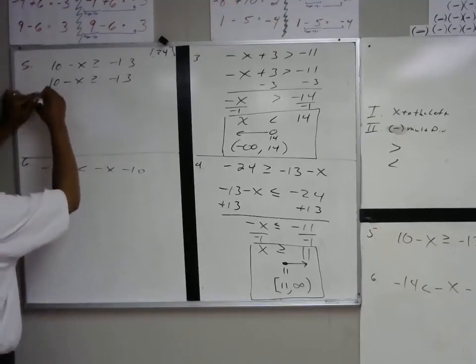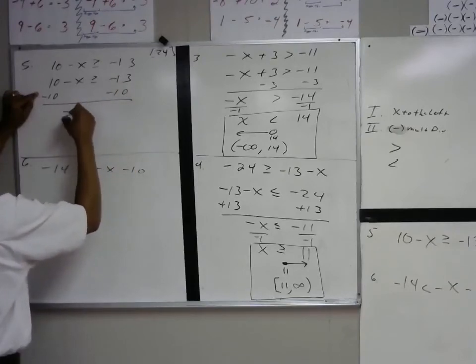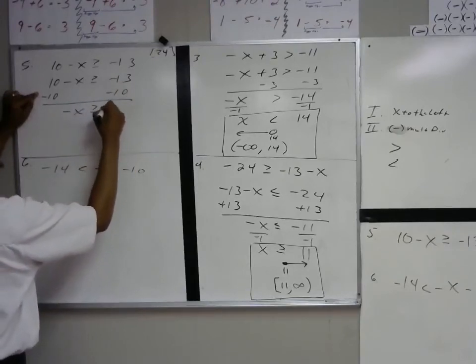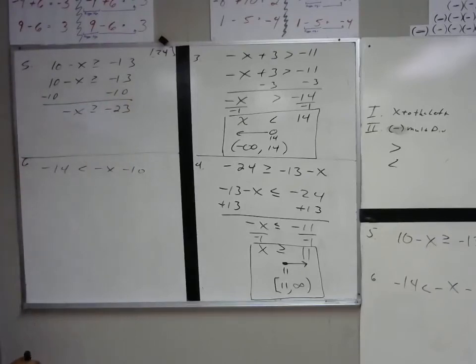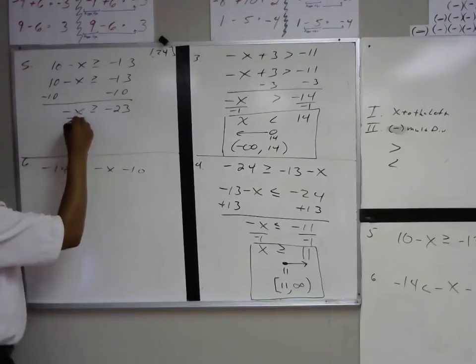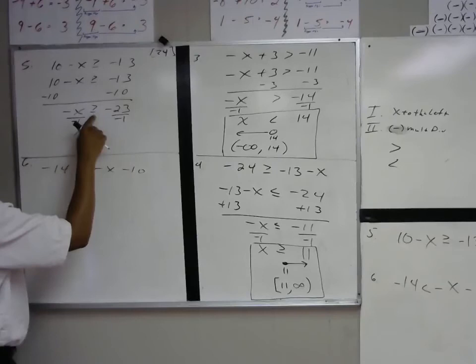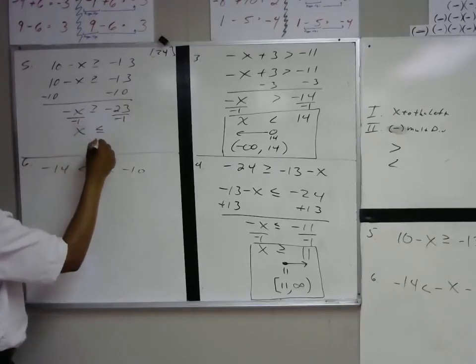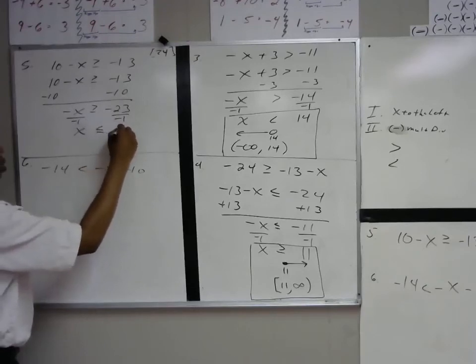Okay, so let's subtract 10 from both sides. And we end up with negative x is greater than or equal to negative 23. Okay. All right, from here, I'm going to divide both sides by negative 1. This will end up giving me a positive x. This will change from a greater than sign to a less than or equal to sign. And negative divided by negative will be positive 23.